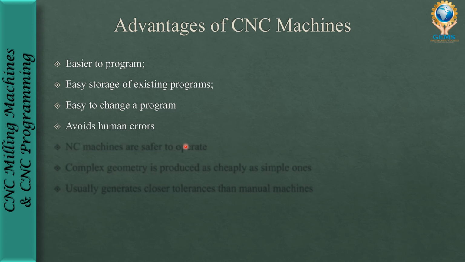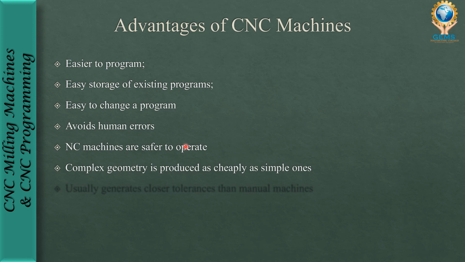Because these are automatic machines, there is no chance of human errors, although human errors can occur in writing the programs. Apart from that, no human errors will occur in the CNC machines. And NC machines, that is numerical control machines, are safer to operate.